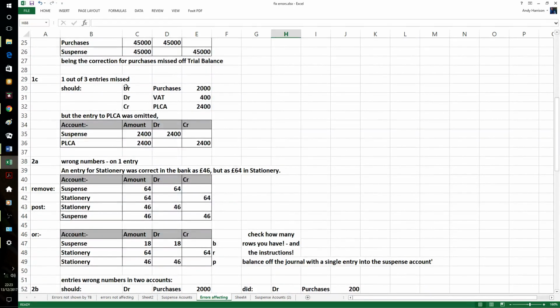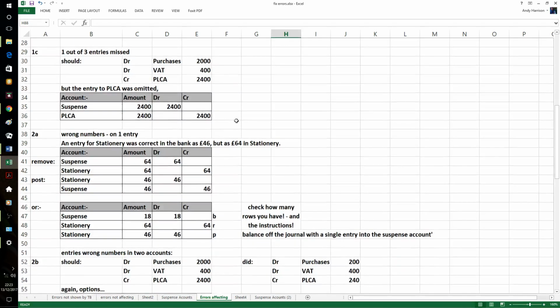Then we've got one out of three entries missed, so let's have a look. So debit purchases, which one was missed? It was a purchase ledger control account. Whichever one was missing, it would still cause a trial balance issue. It would still cause a suspense account. In this case, we just credit the purchase ledger control account as normal and balance it off with the suspense account.